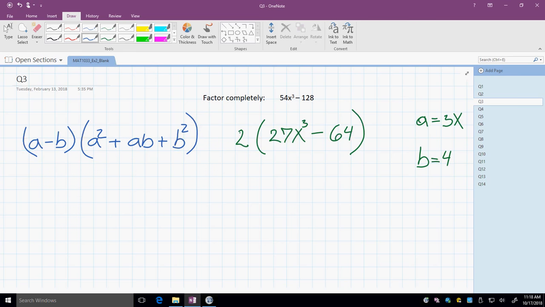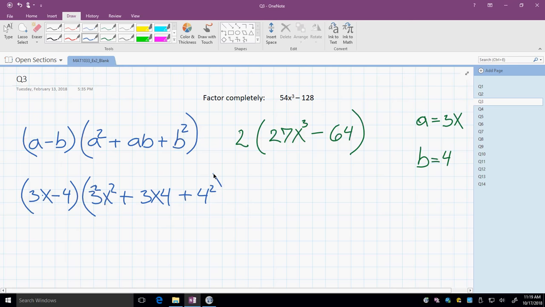Now what we need to do is replace those numbers following what the formula is telling you. It's straightforward. First I'm going to write 3x, that's my A, minus B, which is 4. Open the parentheses. A, which is 3x raised to the second power, so 3 to the second power, x to the second power, plus A times B, which is 3x times 4, plus B squared, so 4 raised to the second power.